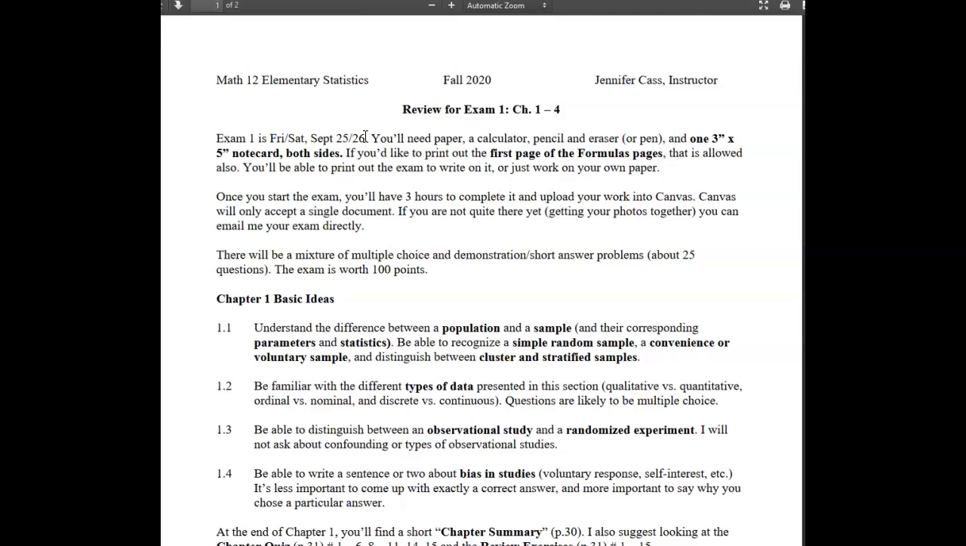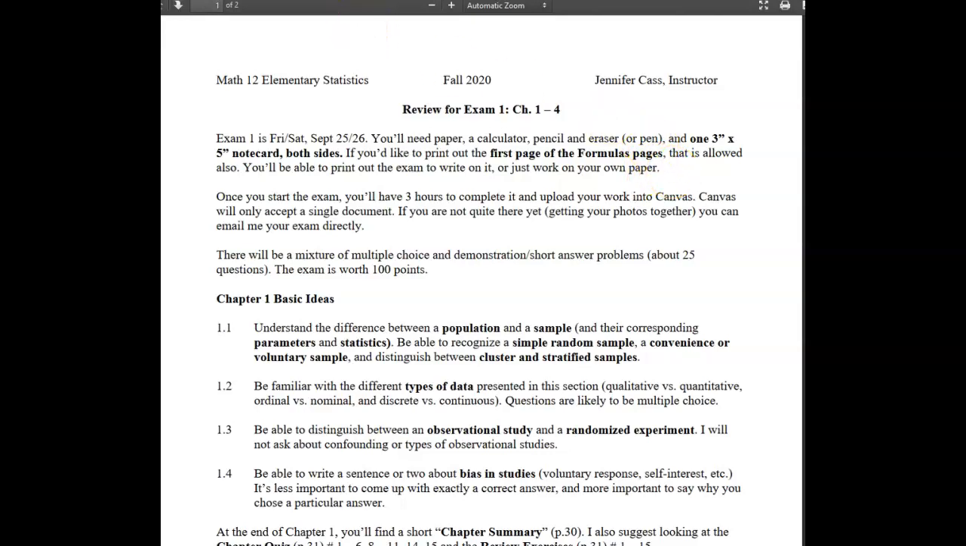It may not take that long, but during that time, you'll need paper, a calculator, pencil and eraser or pen, and one 3-inch by 5-inch note card of whatever you want, both sides. If you'd like to print out the first page of the formula pages, that is allowed also, and you'll be able to print out the exam to write on it or just work from your own paper.